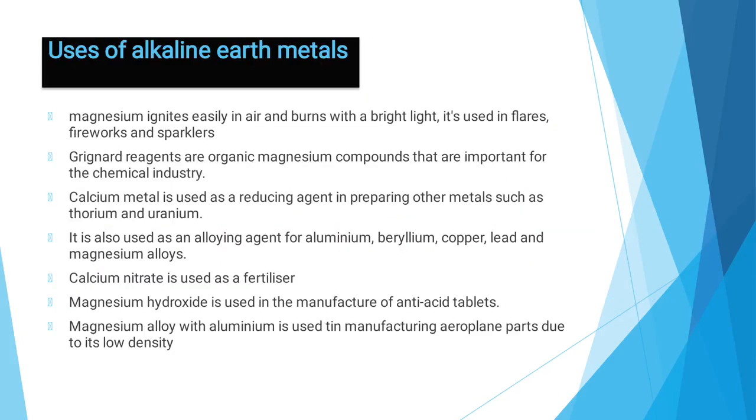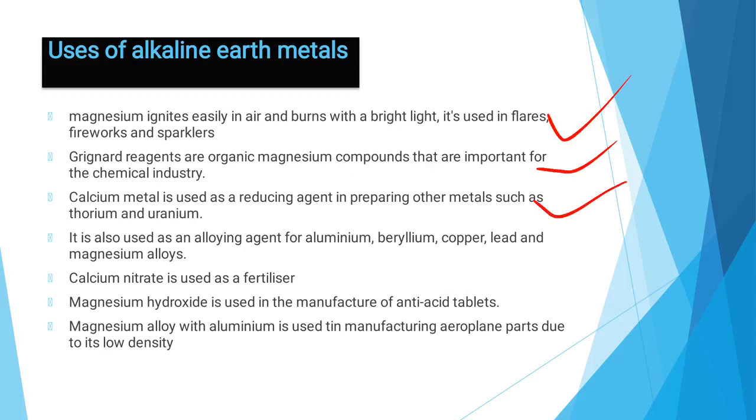Next, we look now at the uses of alkaline earth metals. Like you can see from the screen, magnesium ignites easily in air and burns with a bright light, and for this reason it is used in the making of fireworks. Then we have Grignard reagents, which are organic magnesium compounds. They are very important in the chemical industry. Then we have calcium metal, which is used as a reducing agent in preparing other metals such as thorium and uranium.